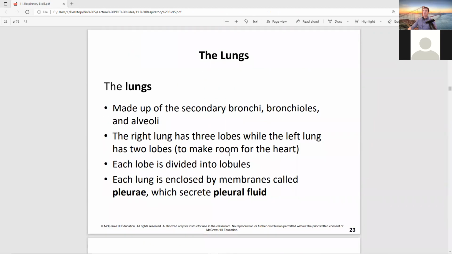Okay, so the lungs are made up of the secondary bronchi, bronchioles, and the alveoli. The right lung has 3 lobes, while the left lung has 2 lobes to make room for the heart. Each lobe is divided into lobules. Each lung is enclosed by membranes called pleurae, which secrete pleural fluid.